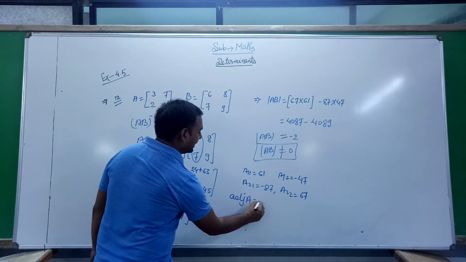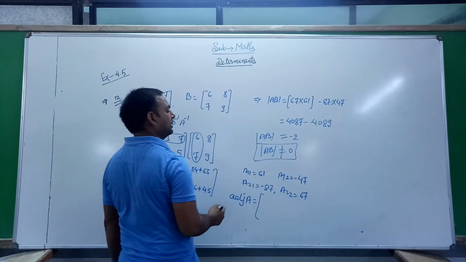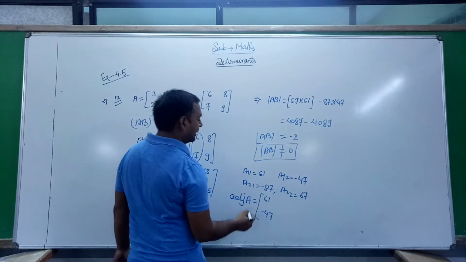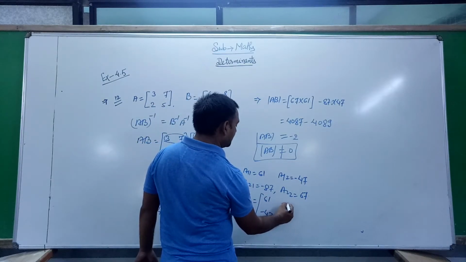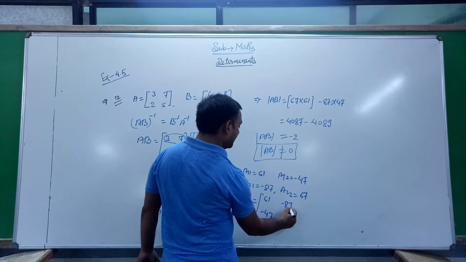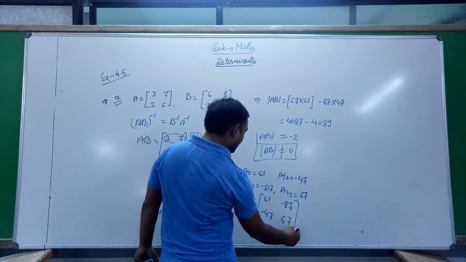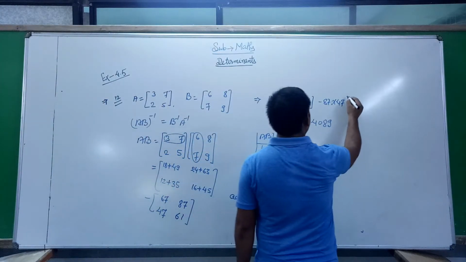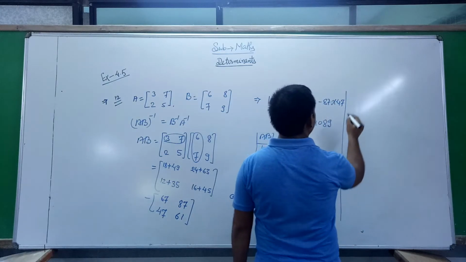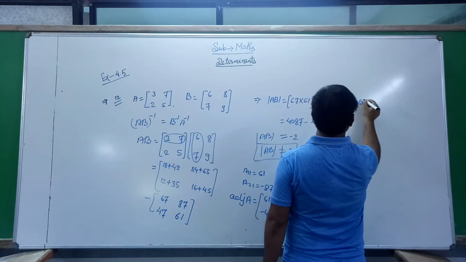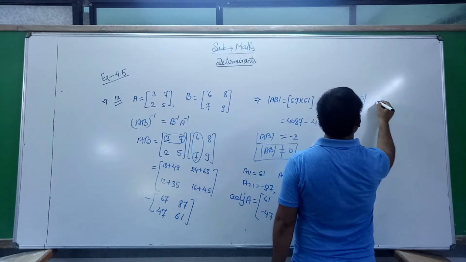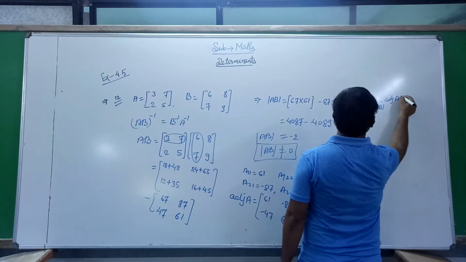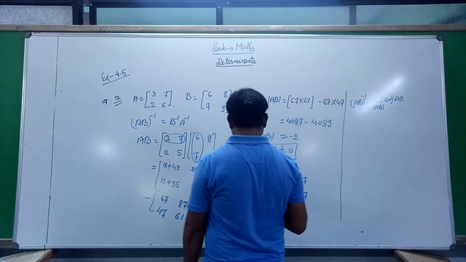After that, the adjoint of A: you take A11 and A12, it means 61 and minus 47, and then A21 and A22, this is equal to minus 87 and 67. That is the value of the adjoint of A. After that, you find AB inverse, that is equal to 1 upon mod AB into adjoint of AB. So this is the adjoint of AB.